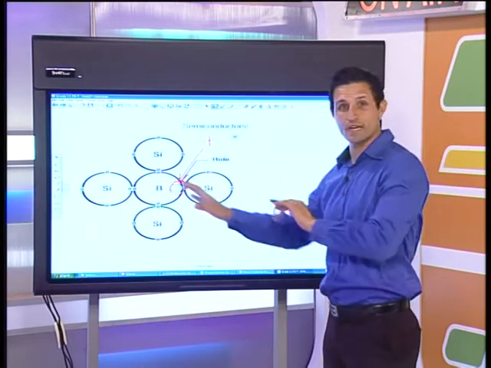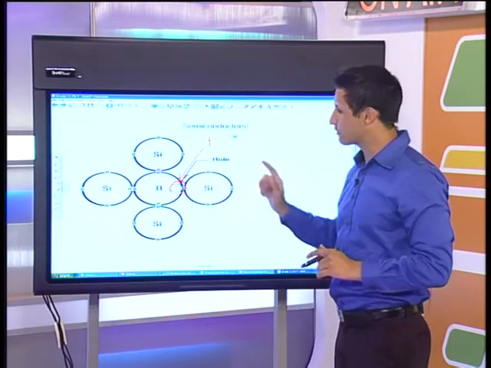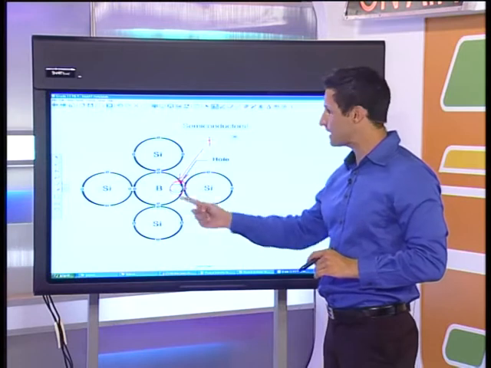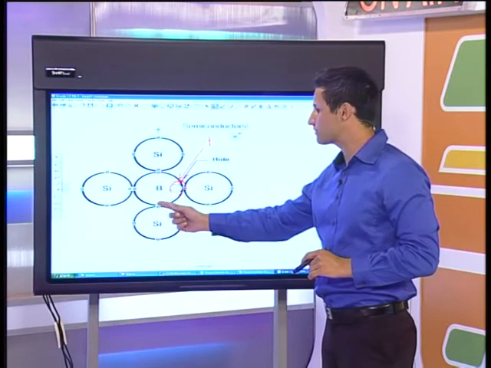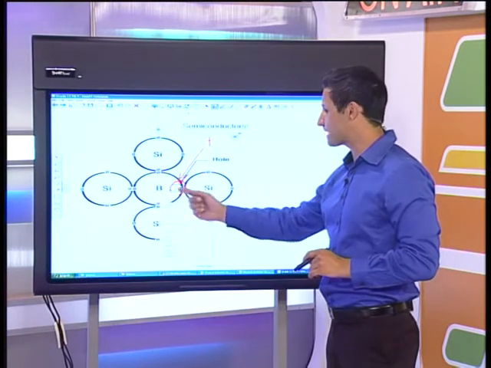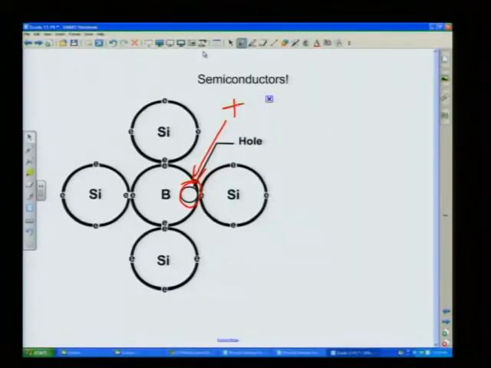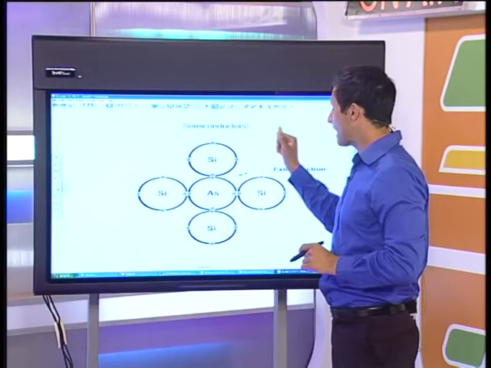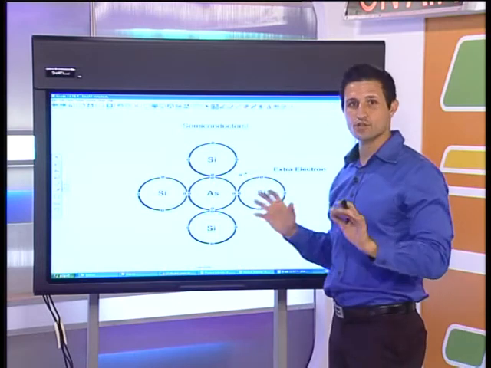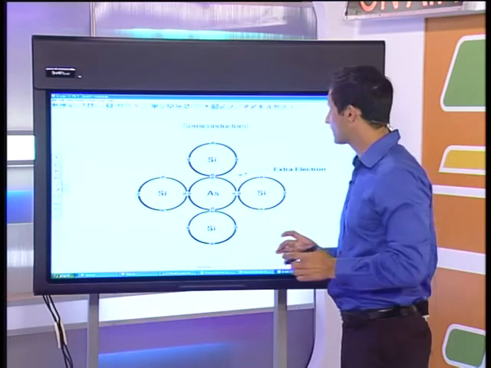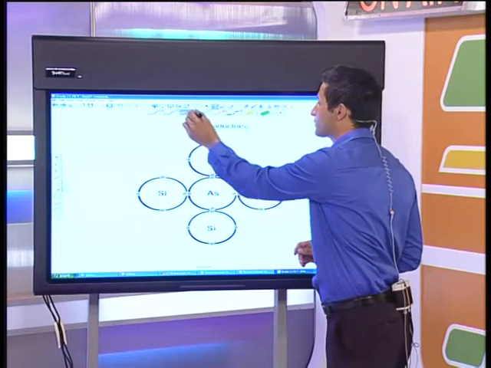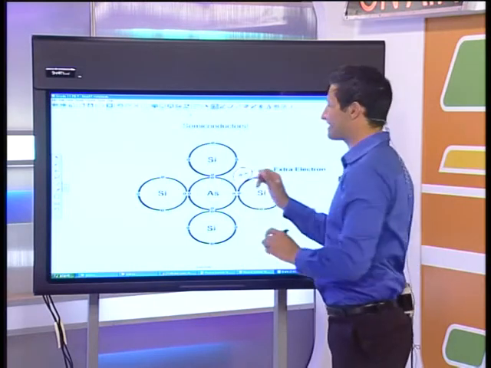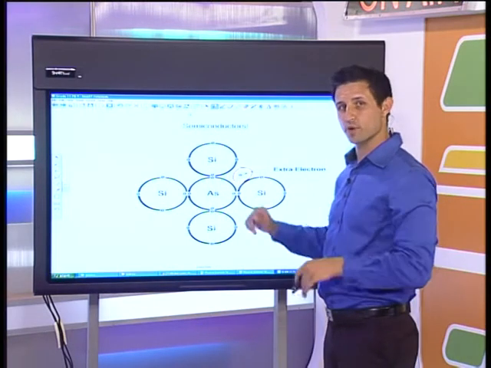Let's see what happens when I dope it with something else. Remember that boron was from group 3, had my 1, 2, 3 electrons, and left the space. So what we're going to do now is we're going to see what happens when arsenic enters the picture. Arsenic had that 1, 2, 3, 4, and I want you to notice that there's an extra electron floating around. Electrons are great for conducting electricity. That means that I've got this electron which can go somewhere.